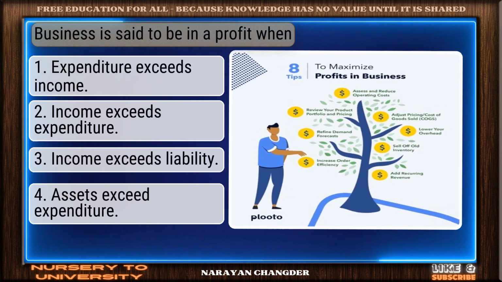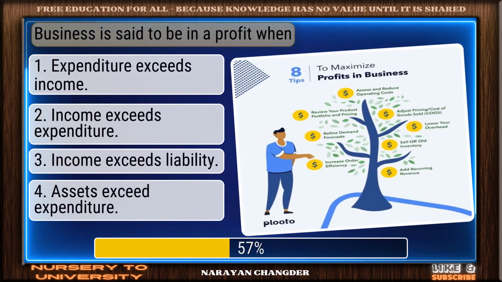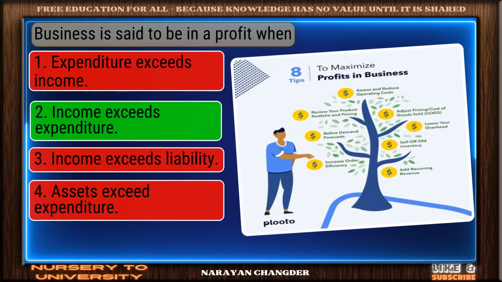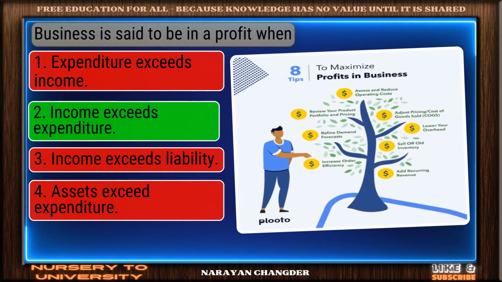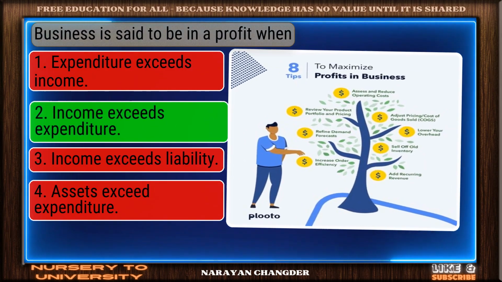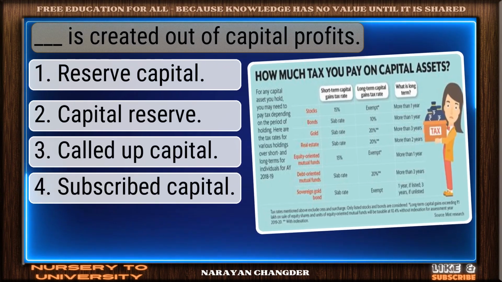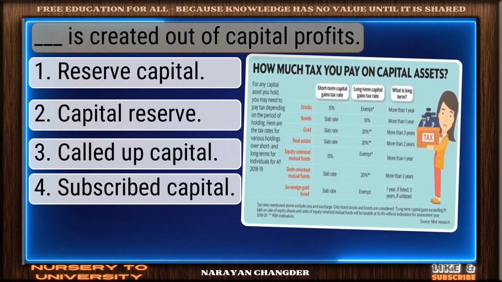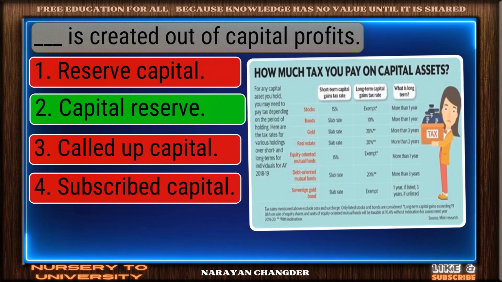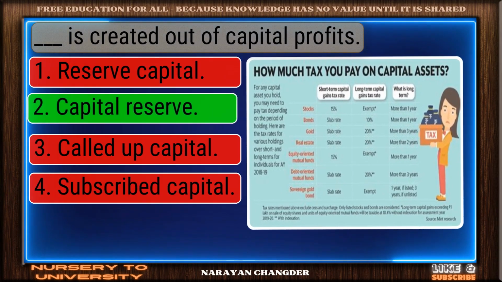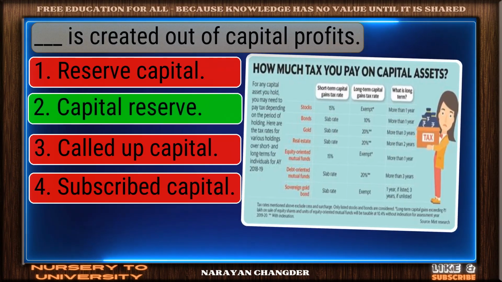Business is said to be in a profit when? Clear logic. Your choice income exceeds expenditure is sound and 100% true. Dash is created out of capital profits. You're right. Capital reserve is the correct answer.